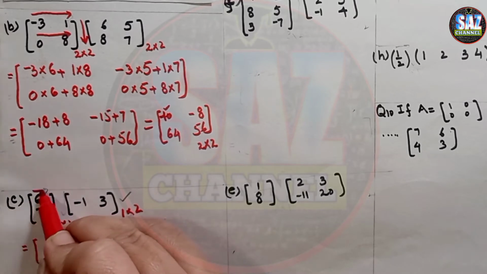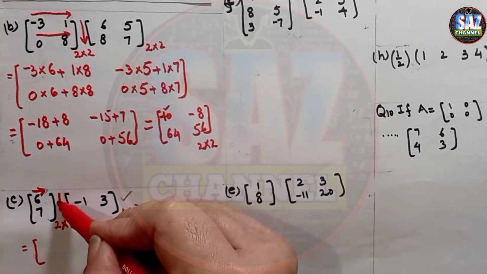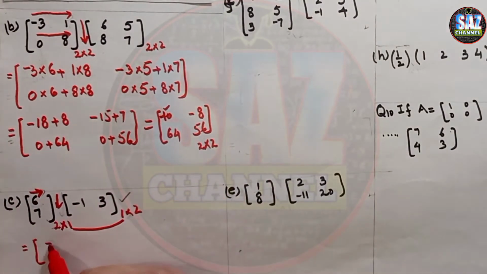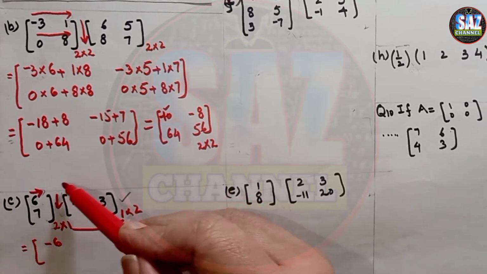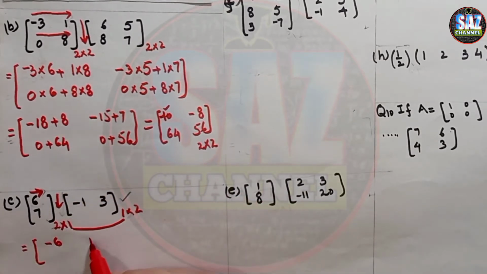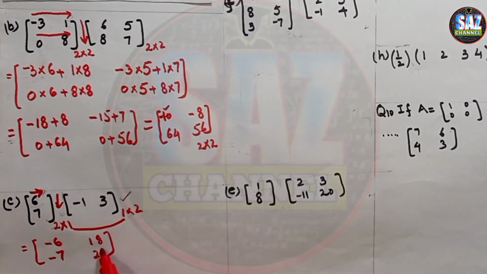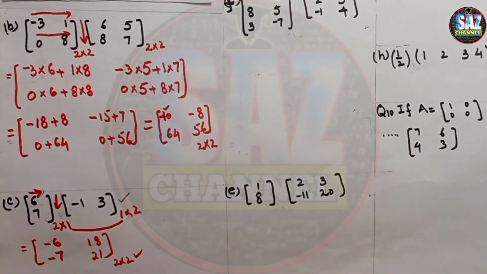What we have to do is pick up the first row and repeat with all the columns: 6 will be multiplied by minus 1. This is the first column done, and then 6 will be multiplied by 3. This is 18, and then 7 will be multiplied by minus 1, minus 7, and 7 will be multiplied by 3, 21, and the order is 2 by 2. That can also be one of the indications that our answer is correct.